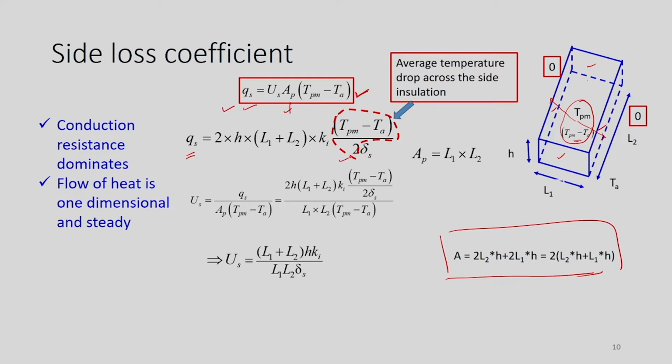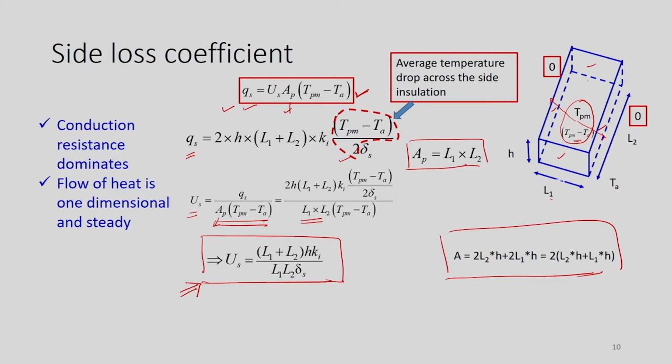If I am interested in this Us, how can we get it? Us is Qs divided by Ap multiplied by Tpm minus Ta. This is the expression. What is the plate area? If we consider L1 and L2 as the breadth and length, then multiplying these gives Ap, as written here. This expression is known to us, and if we substitute this value, what we will have is Us, the side loss coefficient.